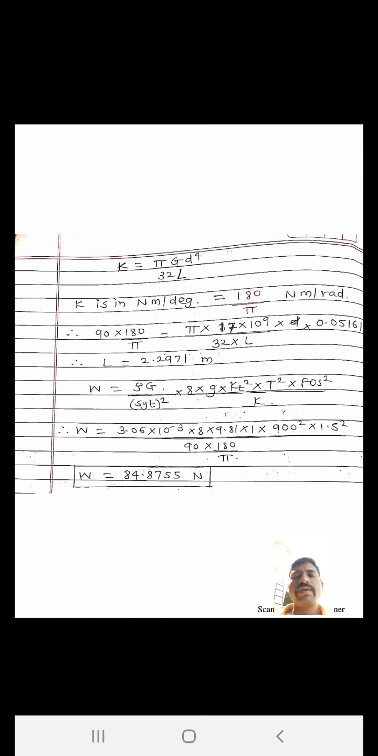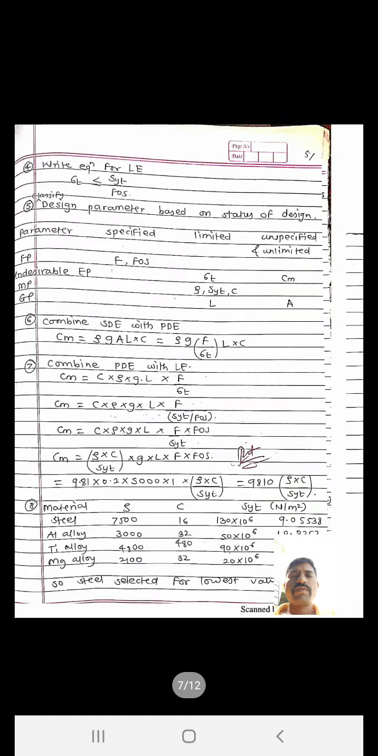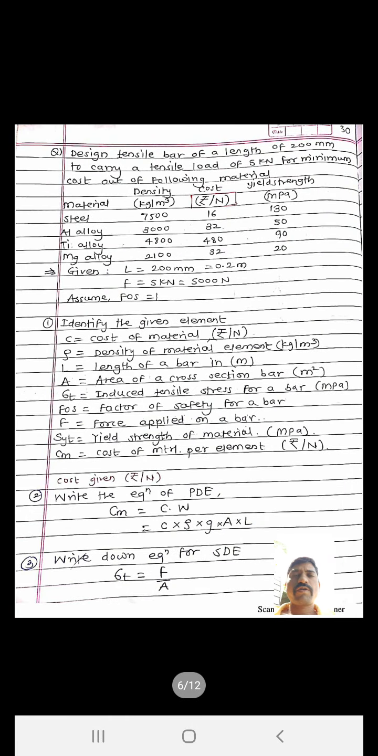Finally, we want to put the value of rho g by SYT square, all the values. Then you will get the weight. We want to minimize the weight. If you put all the values in that equation, you will get W equal to 84.8755 Newton. Guys, I will also give homework, you try to solve this numerical.